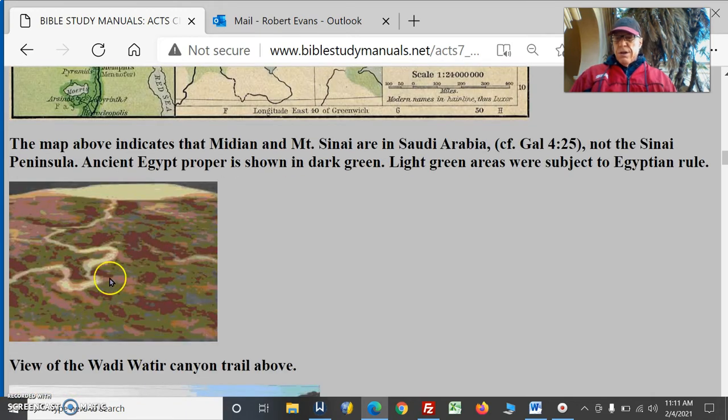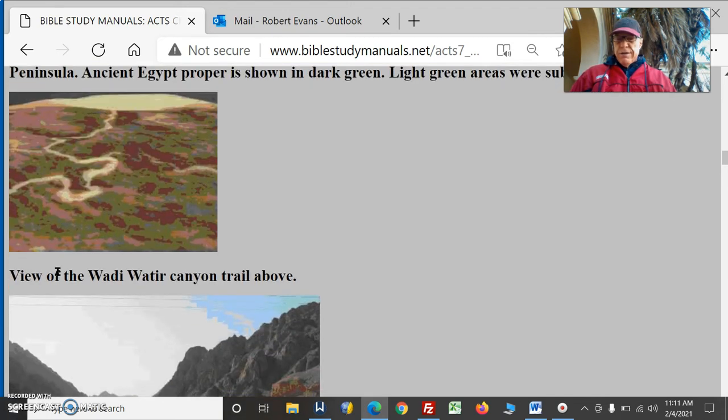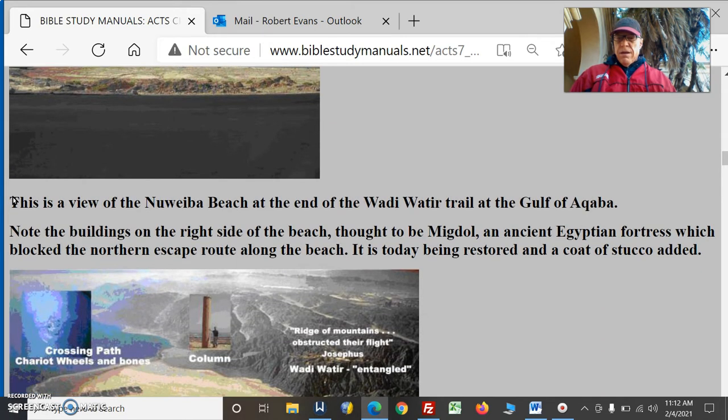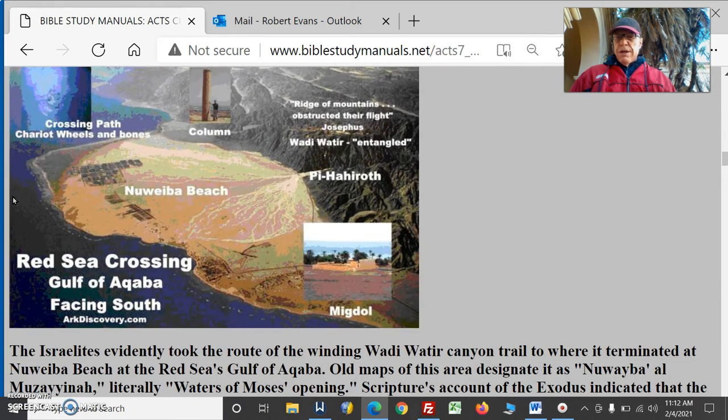And here's the view of the Wadi Watir Canyon Trail, kind of winding around. And here's the beach that it ends up on. Look at the mountainous ranges on either side. And the fortress, the Egyptian fortress, right there. Four and a half some-odd miles. We have Nuweiba Beach, top view. There's the crossing path.